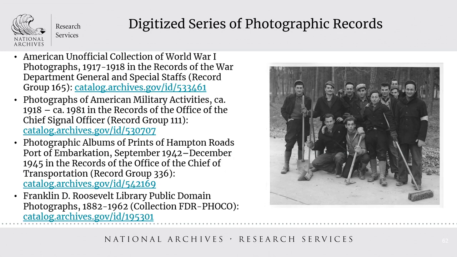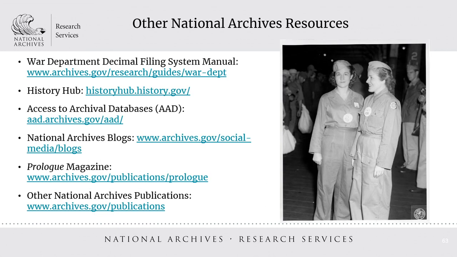In addition, several other record groups contain photographs of enemy POWs and POW camps. Many of the photographs that I used in this presentation can be found in these digitized series. You may access them all through the National Archives catalog. Please be aware, though, that most of these photographs do not include the names of the prisoners in the images. Some additional NARA resources, like blogs and publications, as well as a copy of the War Department Decimal Filing System manual, are available on archives.gov.